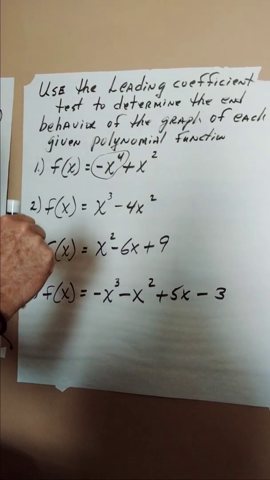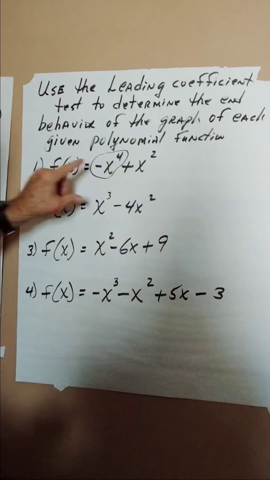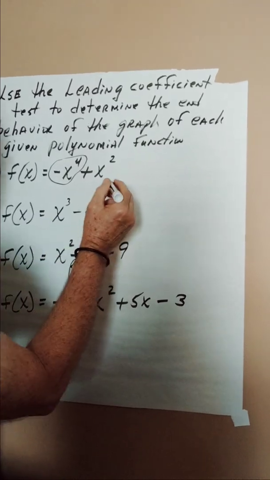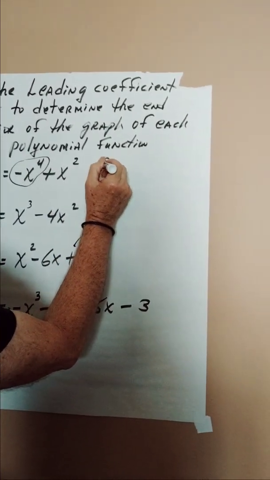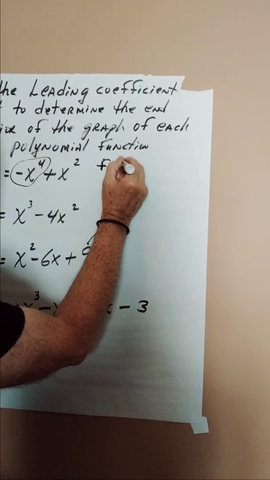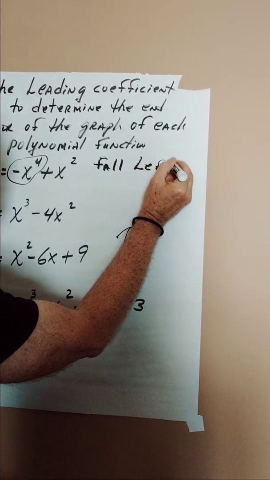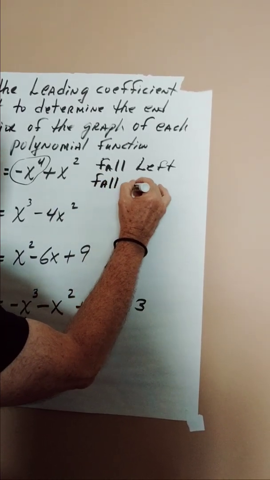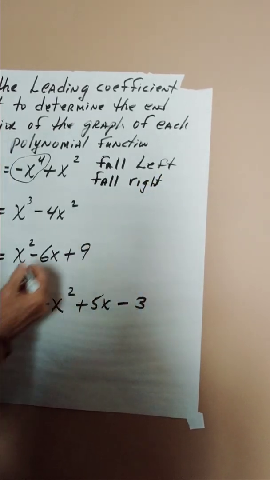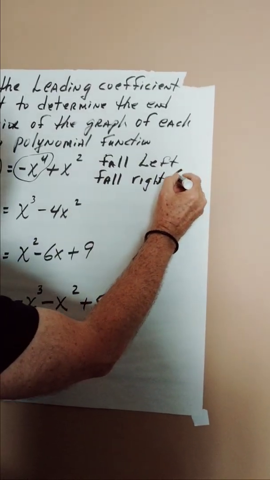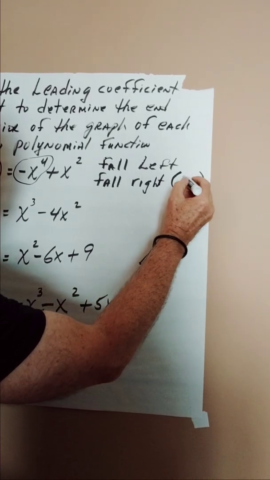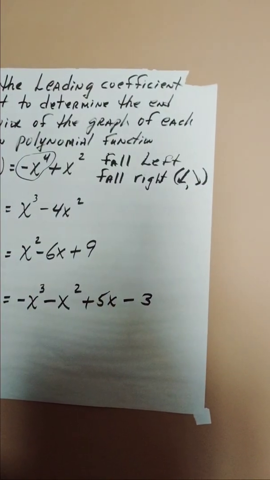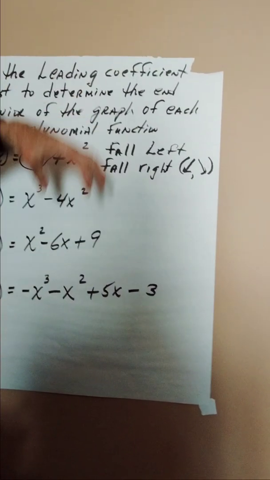That means their end behaviors are the same. And because the coefficient is negative, all you would need to do is write down something like this. It will fall left and it will fall right. I suppose if you wanted to show something like this, you could. It'll fall left and it will fall right. They have to have the same behavior.